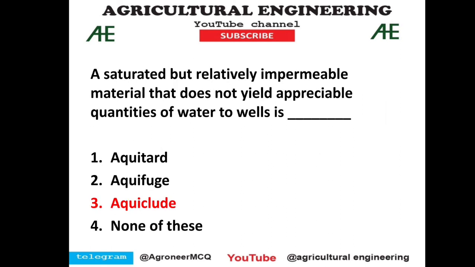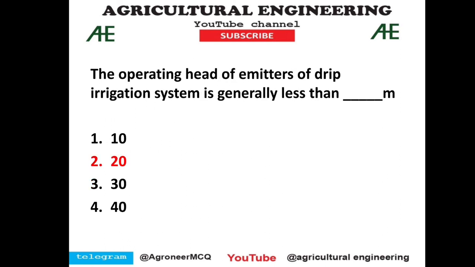A saturated but relatively impermeable material that does not yield appreciable quantities of water to a well is aquiclude. The operating head of emitters of a drip irrigation system is generally less than 20 meter.